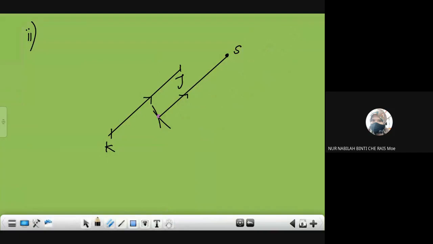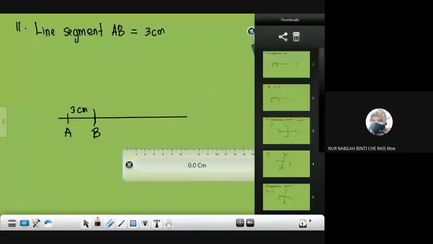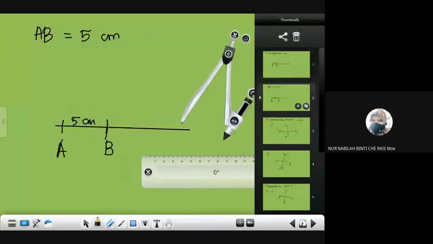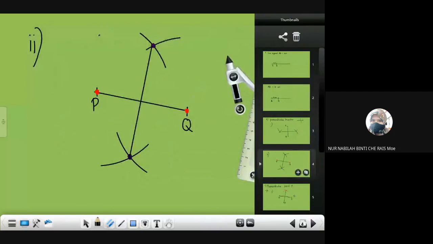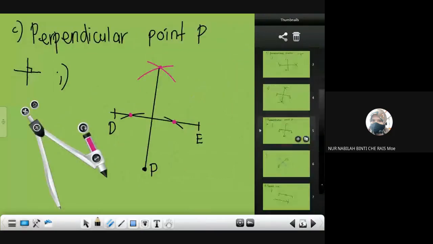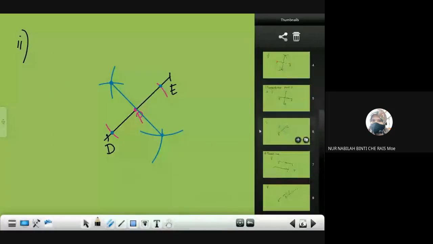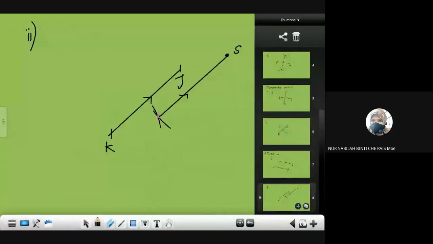Okay, so what I want you to do is you complete all this question, page 102, question 11, A, B, C, D, that I already showed you just now. This is your A1, A2, this is your B1, B2, this is your C1, C2, and D1 and D2. After you finish, you snap your picture and you send to me. I want to see your work. So make sure that you know how to construct line segment.